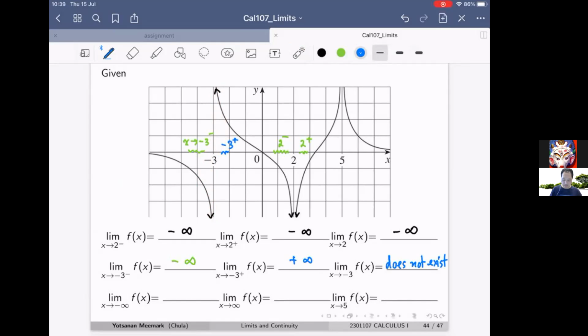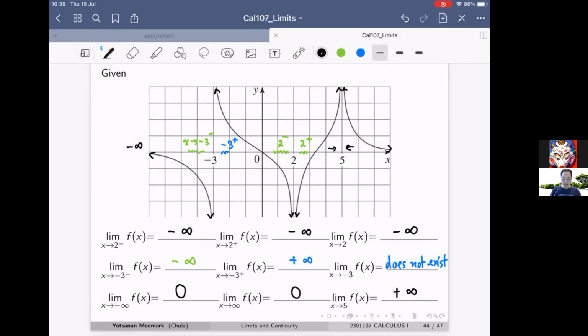And as x goes to negative infinity, you see that your graph goes close to 0. And as x goes to infinity, you also see that your graph goes close to 0. And for x close to 5, you see that on both sides, either on the left or on the right, it is going upward. So it's positive infinity. That's the trend.